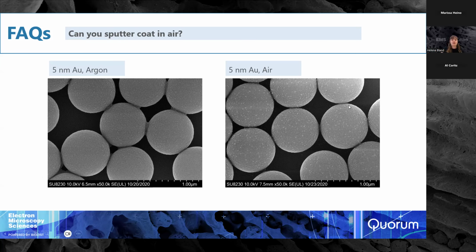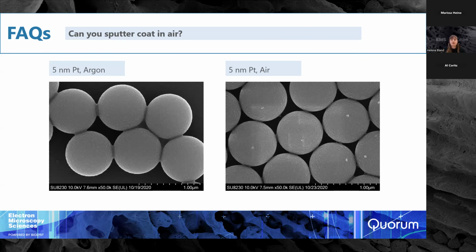So you can see the difference here. We've got a sample coated in argon with 5 nanometers of gold, and then in air. And you can see there's a tiny bit of charging going on that you can't see on our argon coated sample. So if you're doing low magnification imaging, so that's less than 50,000, then it should be okay to do gold coating in air.